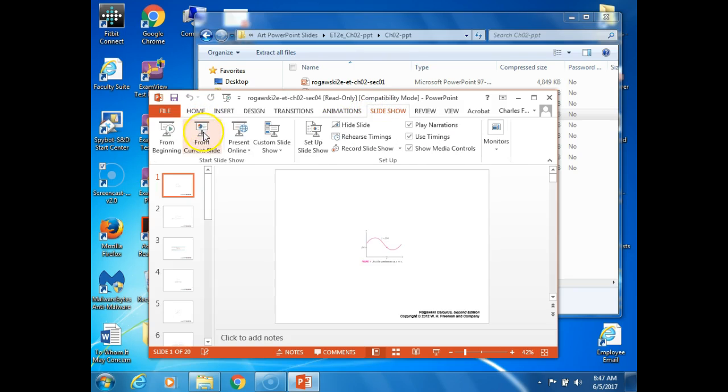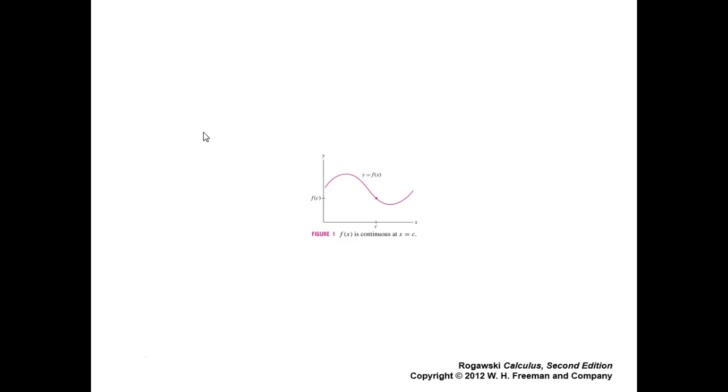Do the slideshow from the current slide. There it is. Now, let me first find out, is this what your book has as 2.4? Because they do change around some of these sections in the new edition. Is this what you got? Okay, good. I thought it was, but I want to make sure. Okay, what we're talking about now is limits and continuity.